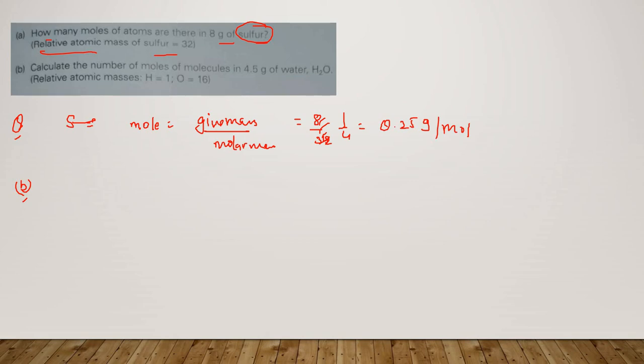Now let's talk about question B: the number of moles of molecules in 4.5 gram of water, H2O. They are asking for the number of moles of molecules. H2O is a molecule, so what is the molecular mass of H2O? It's 18 gram per mole. So the number of moles will be the given mass, 4.5 gram, divided by 18 gram per mole. You can solve it, and whatever answer comes is your final answer.